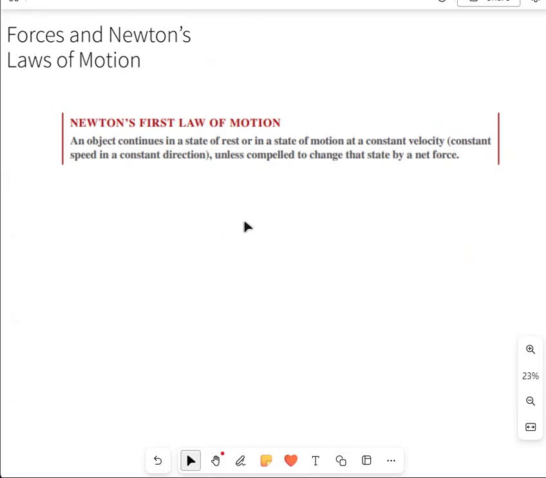So this is his first law. Everybody can see this, right? Is it big enough? Yes, sir. So one of the first things he observed about bodies at rest and bodies in motion was that, as it says here, an object is going to remain in a state of rest. Now let's take that part, right? Unless it's compelled to change that state by a net force. So all of that needs some explanation, which we have to give.